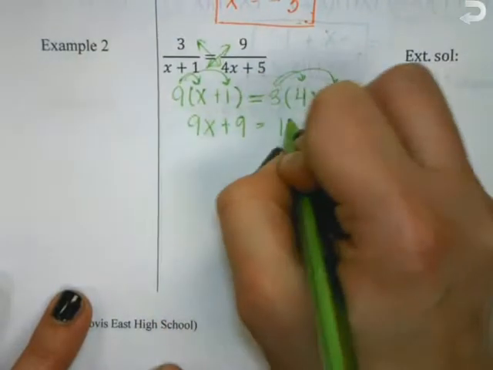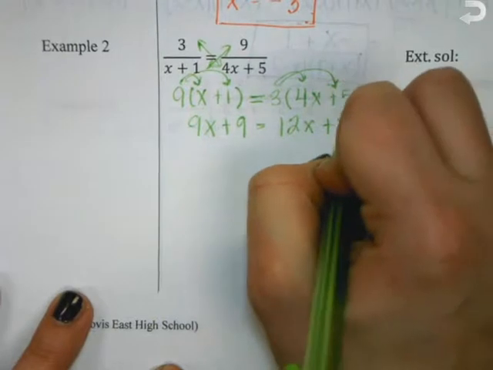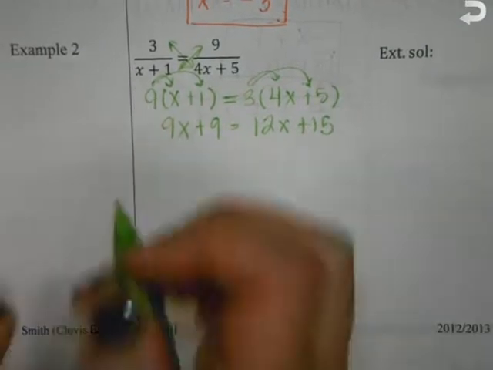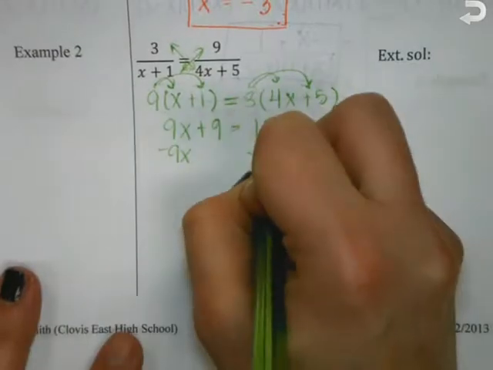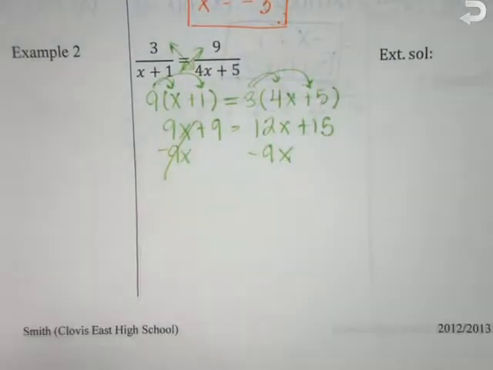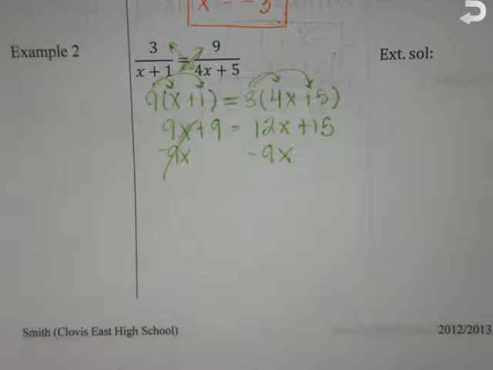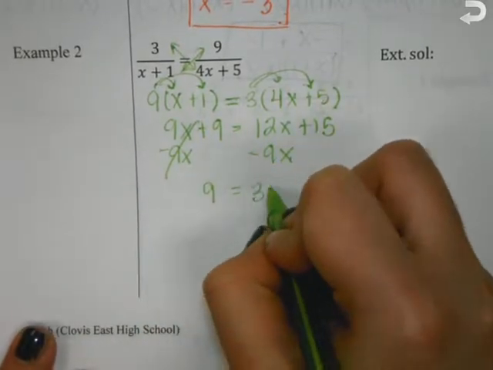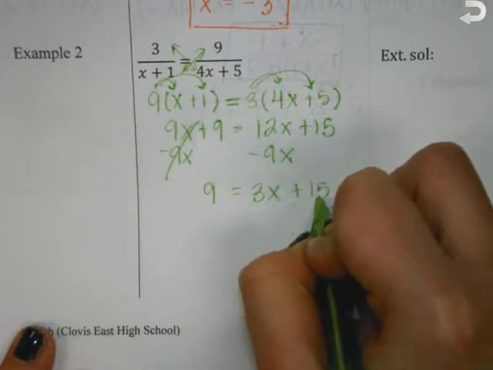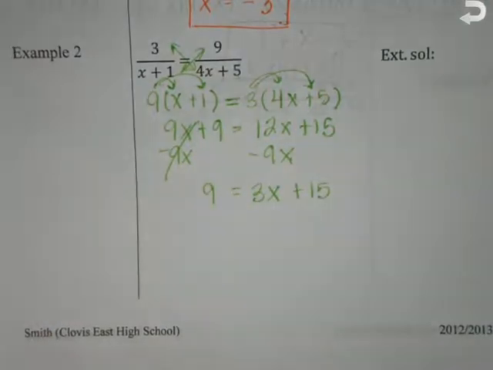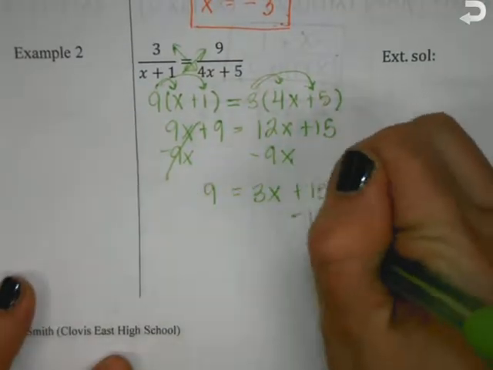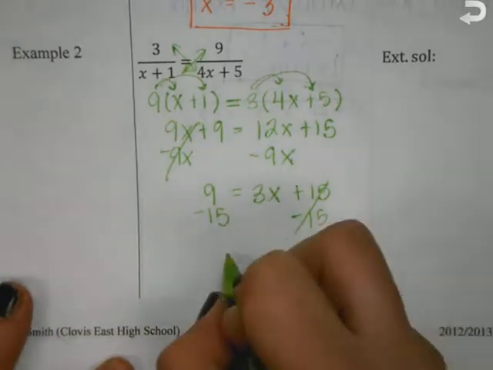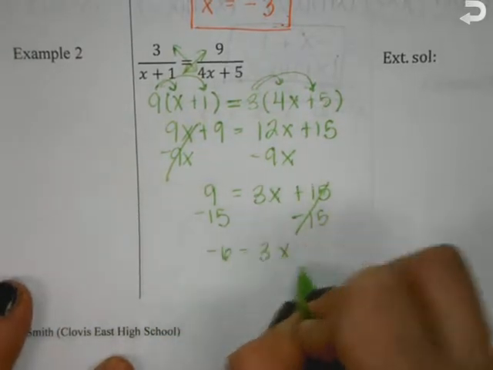To solve, do you guys want to move the 9x or the 12x? 9x. It really doesn't matter which one you do. I usually move the smaller one because then I don't have to worry about my x's being negative. So I have 9 equals 3x plus 15. And then to solve for x, we want to get the numbers on the other side. So subtract 15 from both sides. So that gives me negative 6 equals 3x. So x equals negative 2.